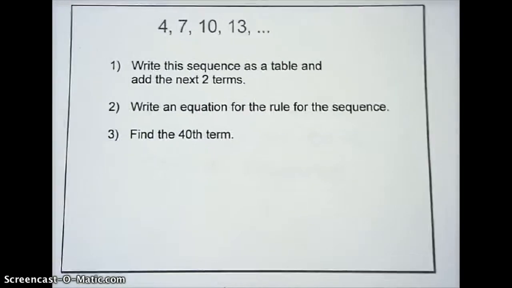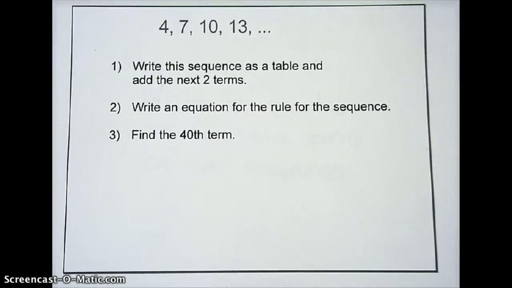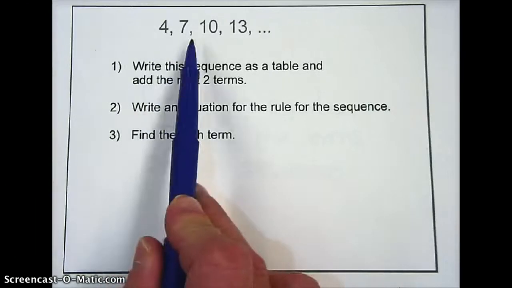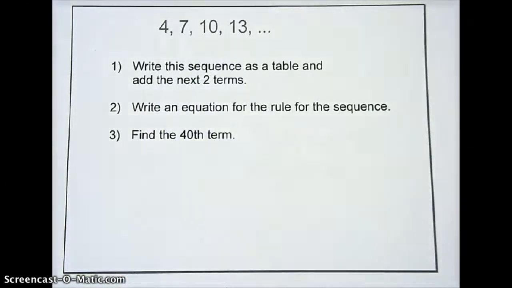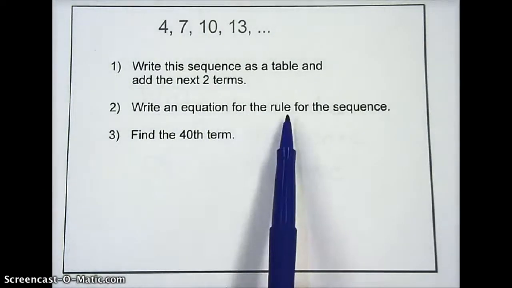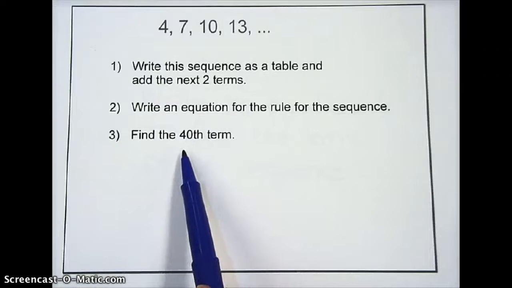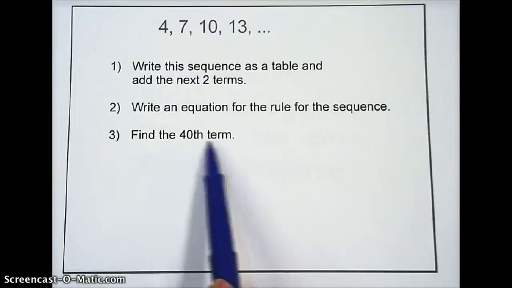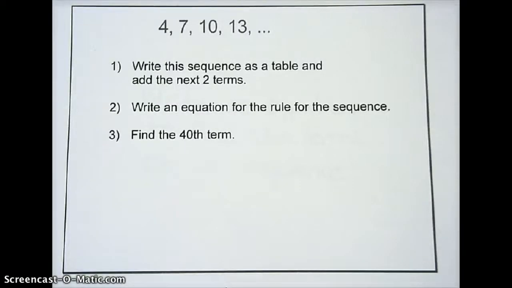Here's an example of a problem that you might get. You have the sequence 4, 7, 10, and 13. And you might be asked to write the sequence as a table, add the next two terms. Next, you'll be asked to write an equation for the rule, and then finally to predict a term. In this case, we want you to predict the 40th term. What do you think the 40th term will be? And you do not want to extend your table to the 40th term. You want to use your equation to find that.